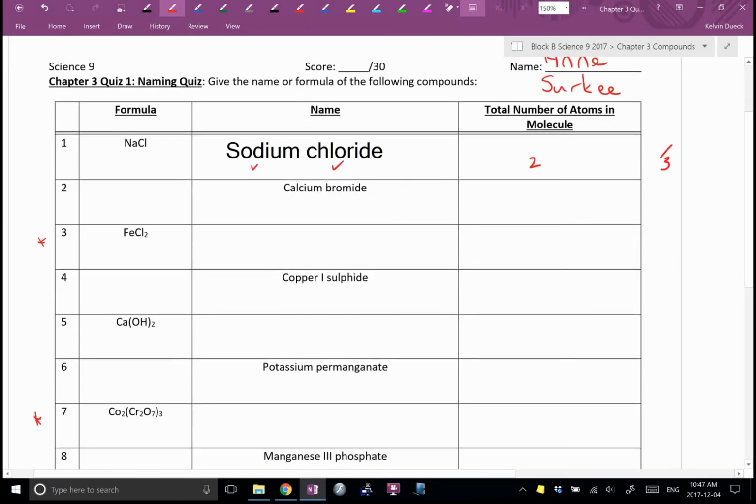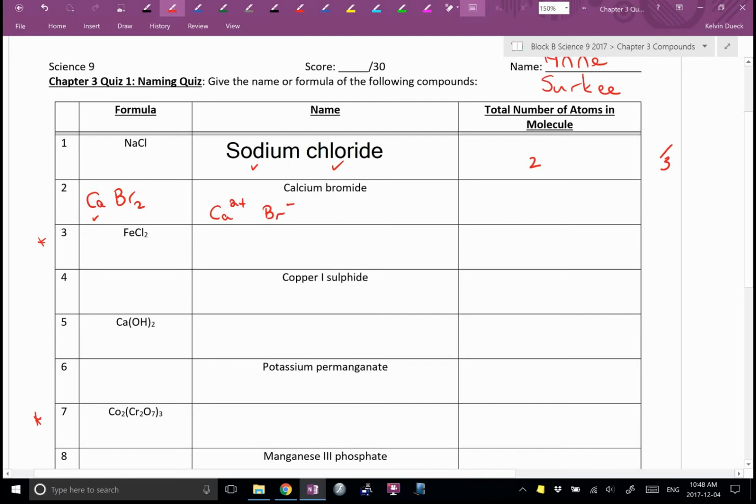Or I'll give you the name and ask you to do the formula. It's a bit trickier. So calcium bromide, I have to do some rough work. I'm going to do that right here. I'm going to write calcium, which is 2 plus, bromine, which is 1 minus. Now I bring out the crisscross. Do you get CaBr2? Yep. So 1 mark for the Ca with the correct subscript.